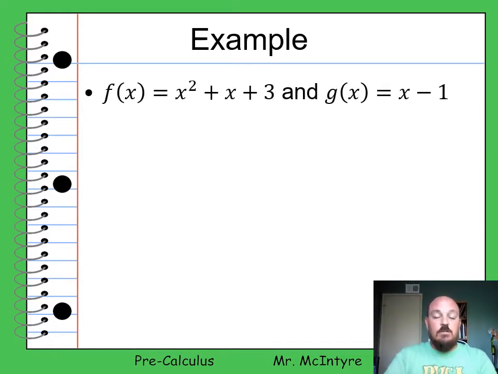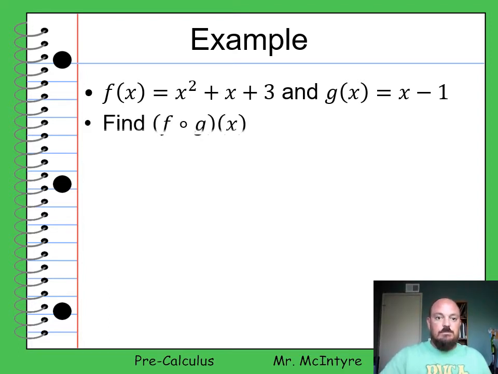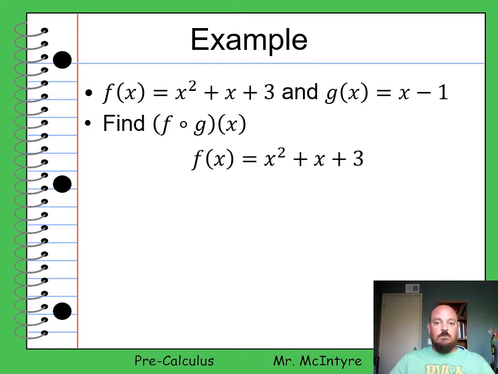So let's start off with an example of compositions. And I've given you two functions, f of x and g of x. Let's find f of g of x. So if I wanted to find f of g of x and I was given the two functions, the first thing I'm going to do, I'm going to look at the first letter, which in this case is f, and I'm going to start with that function. So let's just flat out copy down the function straight out of the problem, the first one listed. In this case, it's f of x.